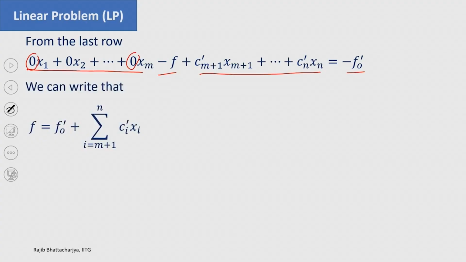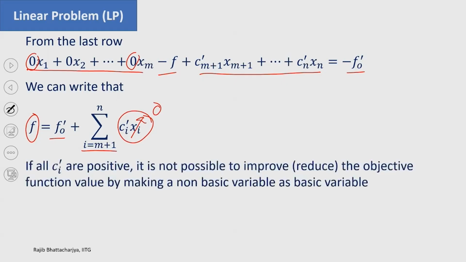So, we can write that f equal to... from the last equation, the objective function equation, I can write f equal to f naught dash plus summation of i equal to m plus 1 to n, c i dash x i. This is the summation of all the non-basic variable components. Now, if these are equal to 0, then f equal to f naught dash.